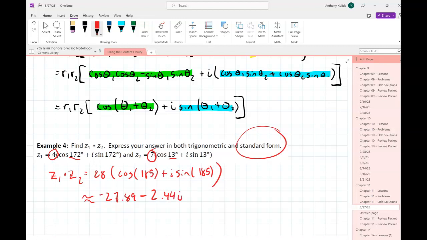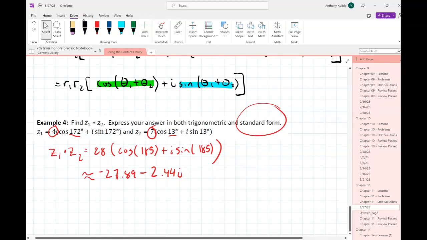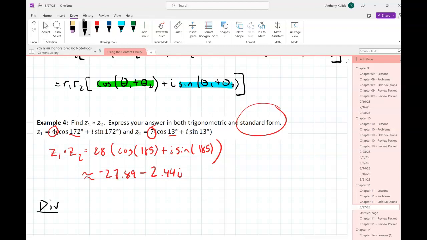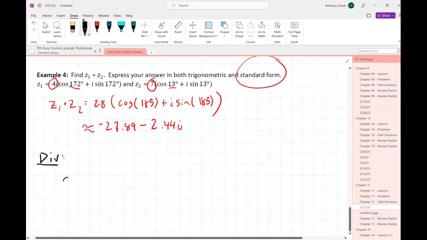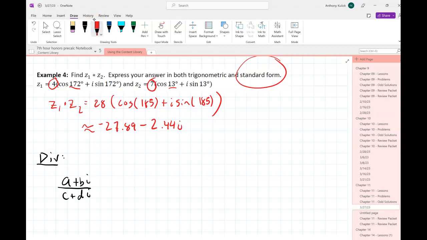There's my standard form version. That ain't too bad. Hey, what if we wanted to do division then? So we remember back to Algebra 2, how did I divide two complex numbers in standard form?